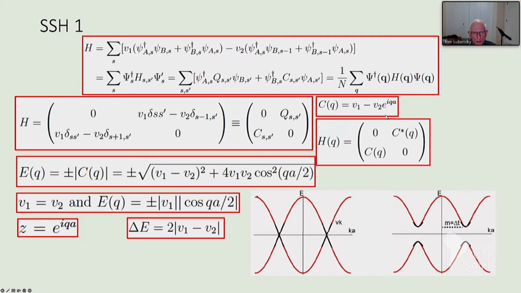So the energy spectrum, we have two bands, the minus band and the plus band, and when we set V1 equal to V2, we find that we have the crossing of these bands, and there is what's called in some instances a Dirac-like point.